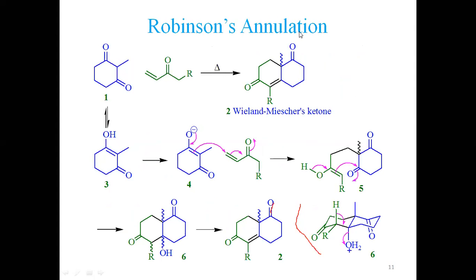One is called Robinson's annulation. In books you may find it called annihilation. Annihilation or annulation, both are the same, which means ring formation. Robinson's annulation, because Robinson was the scientist who first presented this. So this is called Robinson's annulation. So what is Robinson's annulation? Robinson's annulation is the ring formation by Robinson.